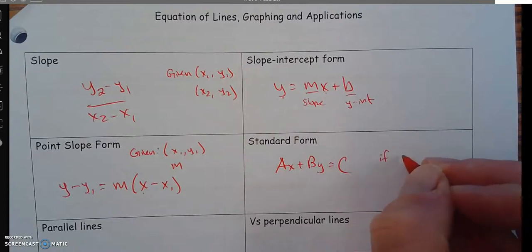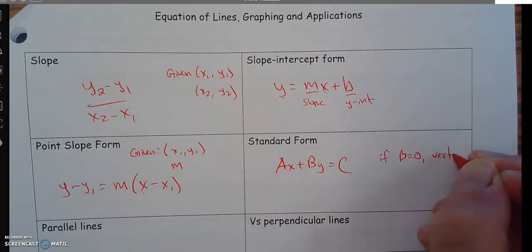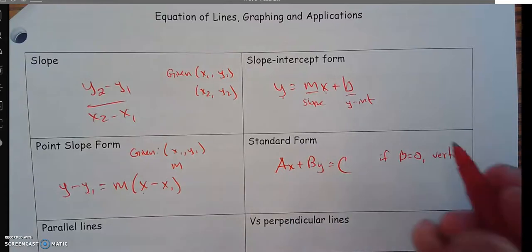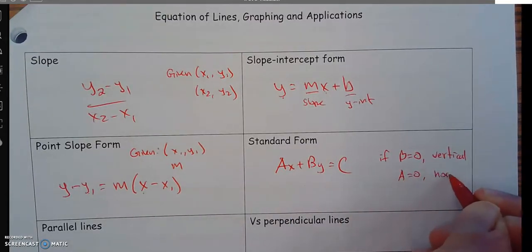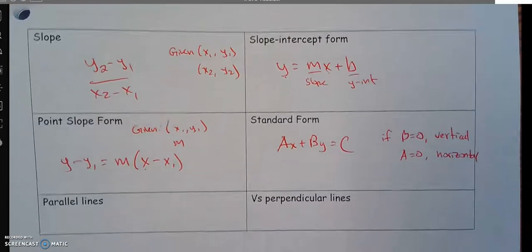One case with this, if b does equal 0, that means it's a vertical line. So if b equals 0, that means you have x equals some number, so that's going to be one of those vertical lines. And if a equals 0, horizontal. So if a was 0, it would be a y equals equation, which is a flat line.